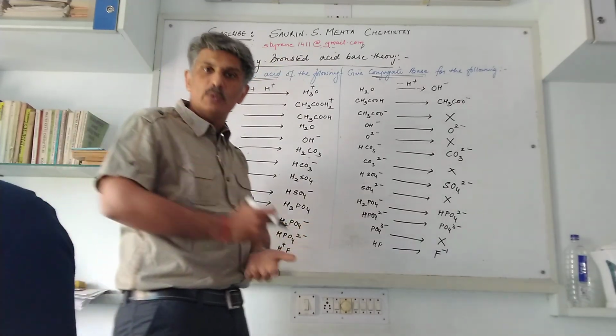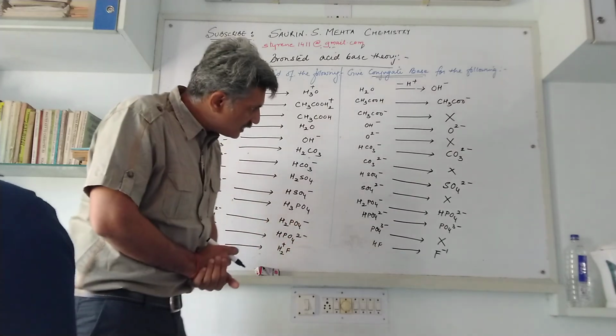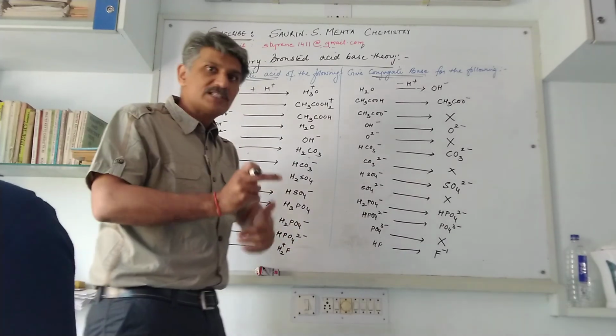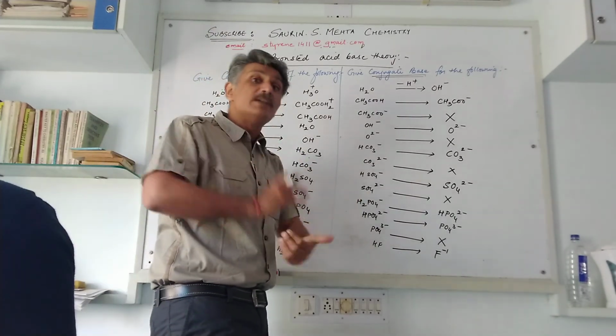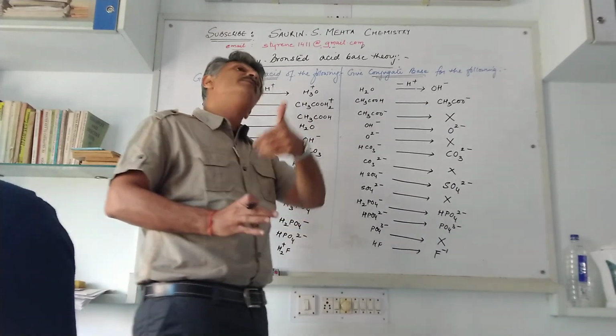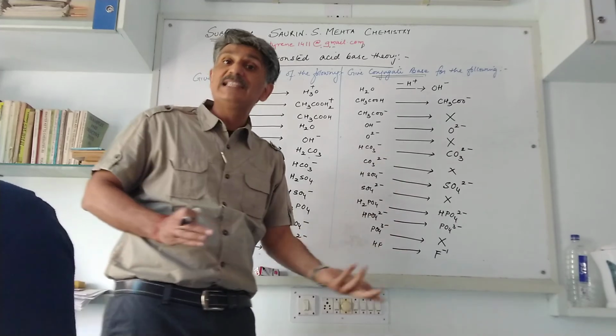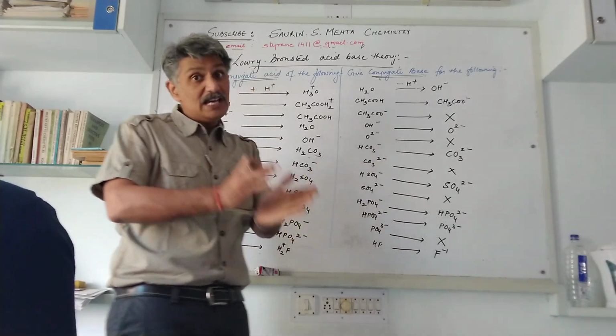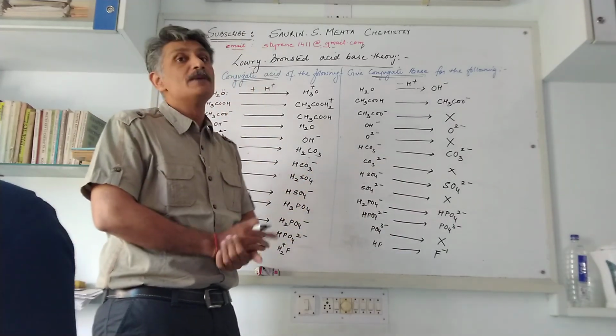We'll proceed with Lowry-Bronsted with respect to its limitations, because there are a few limitations of Lowry-Bronsted which will be overcome by a new scientist, G.N. Lewis. We are still on with acid-base concepts.